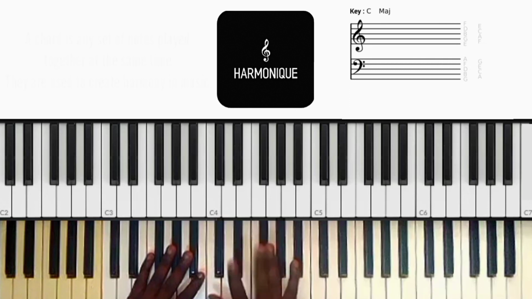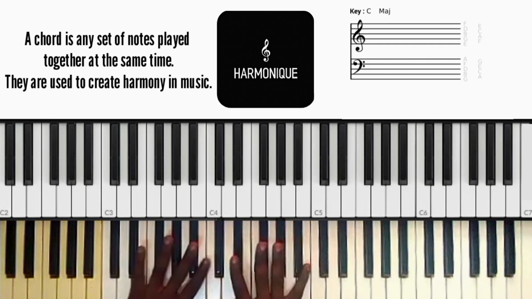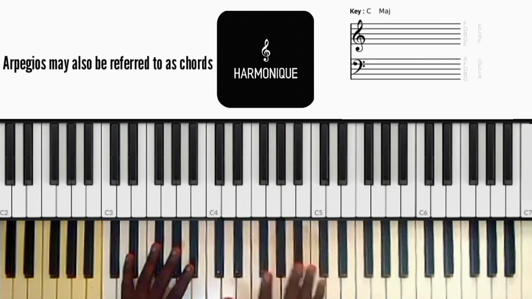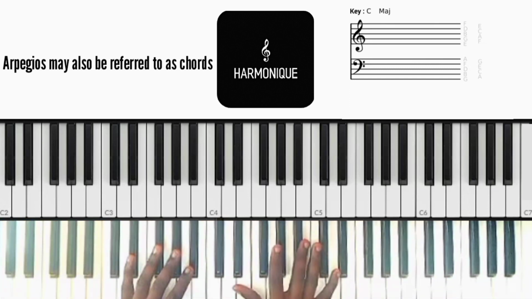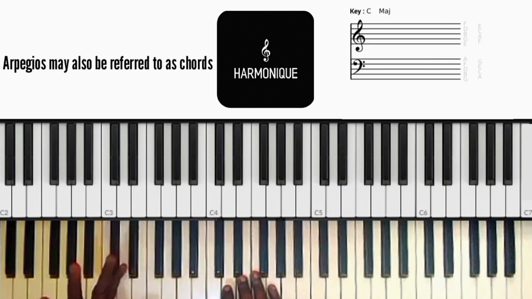So starting out, a chord is any set of keys or notes played together at the same time. They are used to provide harmony in music. An example of this is playing the C major chord by simply playing together these three notes. For many practical and theoretical purposes, arpeggios, or you can also say broken chords, in which the notes of the chords are sounded one after the other rather than at the same time, may also be considered as chords. An example is arpeggiating the same C major chord like this.